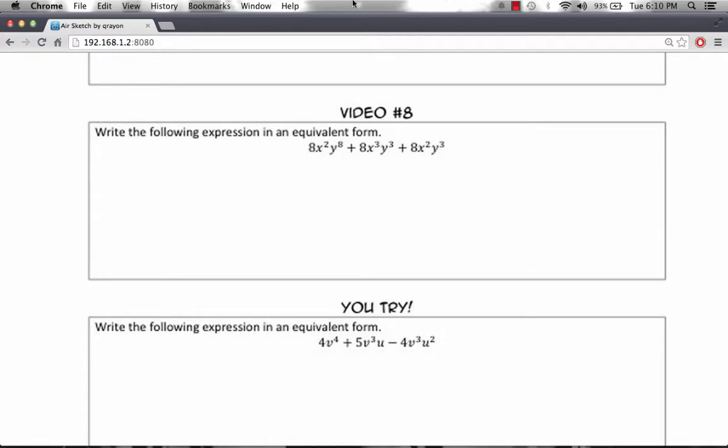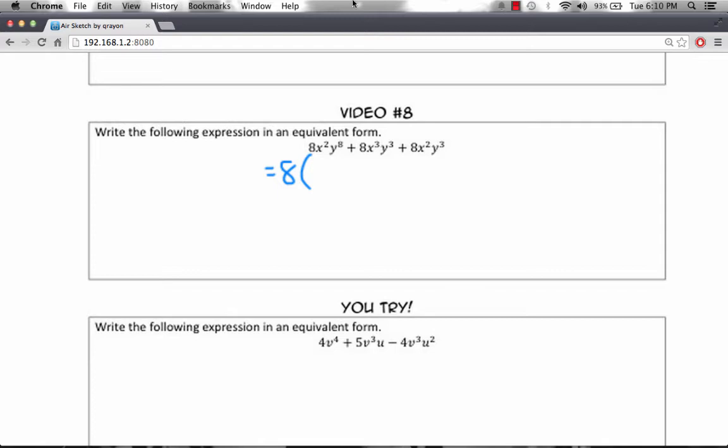We're asked to write the following expression in an equivalent form. We have 8x squared y to the 8th plus 8x cubed y cubed plus 8x squared y to the 3rd. The first thing I notice is that they all have an 8 in common, so we can factor out an 8 from each of the terms.